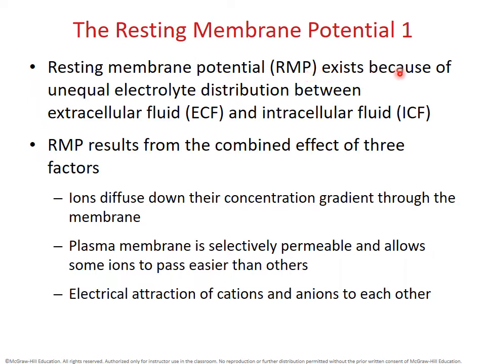And again, it's not due to an imbalance of electrons. It's due to an imbalance in electrolyte distribution. Remember, electrolytes are basically ions. Sodium ions, potassium ions, calcium ions, magnesium ions, chloride ions. We have a whole slew of electrolytes dissolved in our fluids, both the cytoplasm inside the cell and the interstitial fluid or extracellular fluid outside the cell. And an imbalance in these charged particles, these ions, is what creates the resting membrane potential.